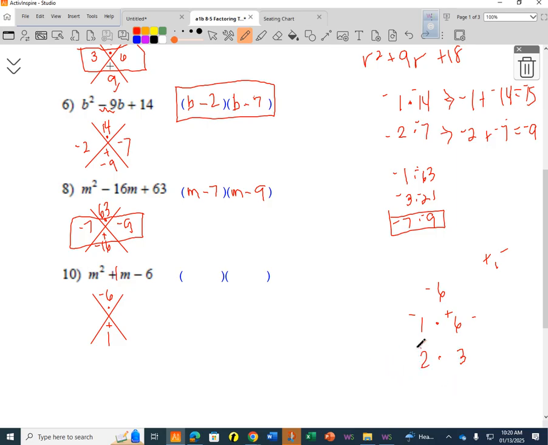So which one needs to be positive, which one needs to be negative? Very good. 2 needs to be negative, and 3 needs to be positive. Negative 2 times positive 3 is negative 6, and negative 2 plus positive 3 is positive 1. If we made the 3 negative, when you add them together, they'd be negative 1. So, negative 2, positive 3. And so this is what we're going to use in our parentheses.